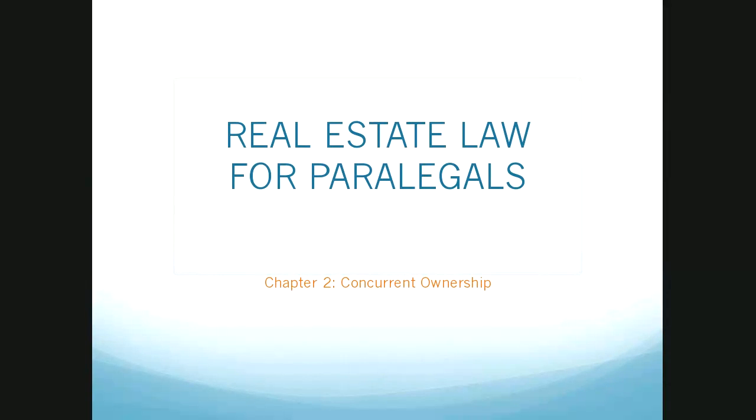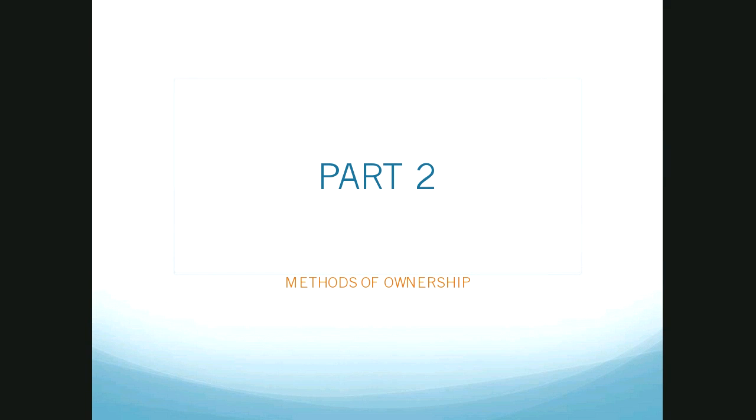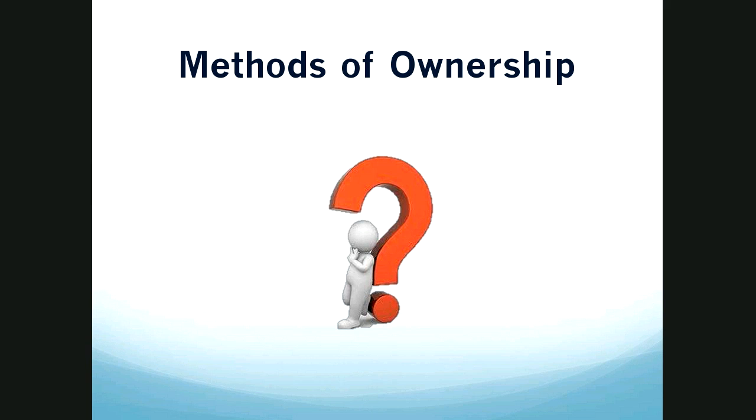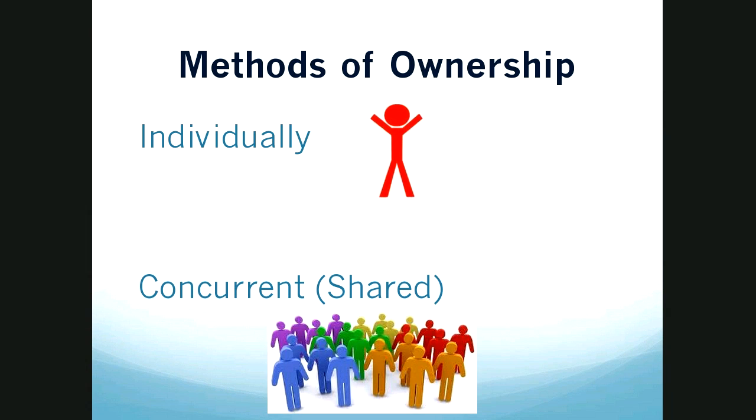All right, welcome back. We're still in our materials, real estate law for paralegals in chapter 2, talking about concurrent ownership. This is part 2, and we're still talking about the methods of ownership. So when we were looking at methods of ownership, we saw that there was basically two ways, right? Either individually or shared ownership.